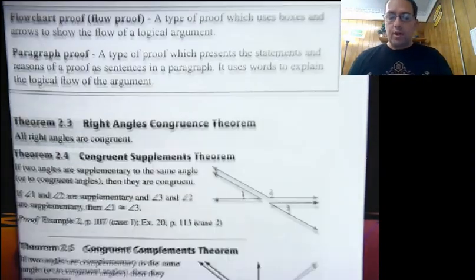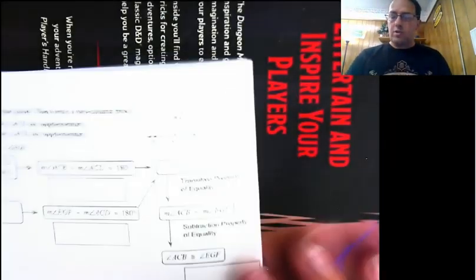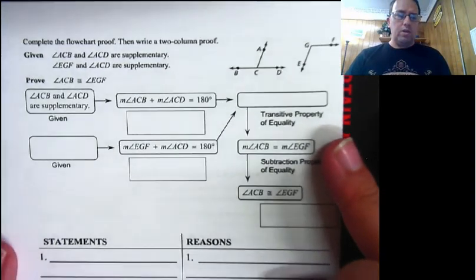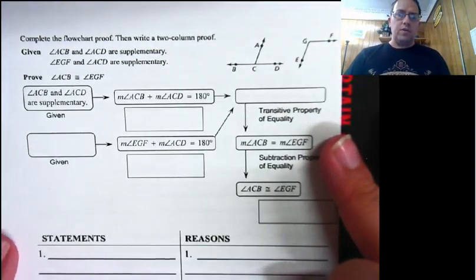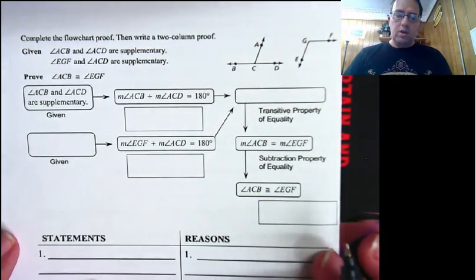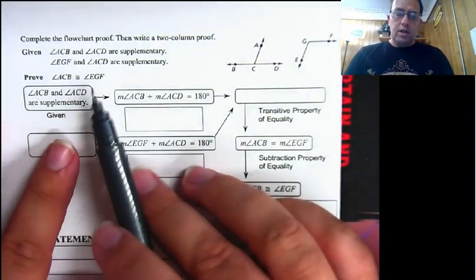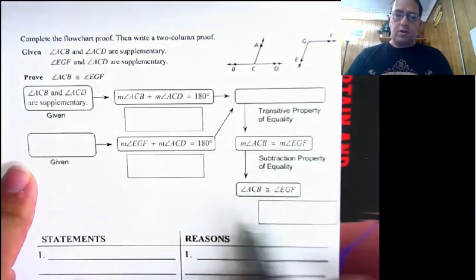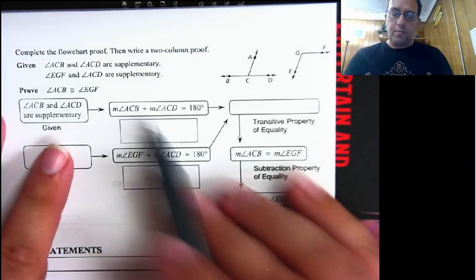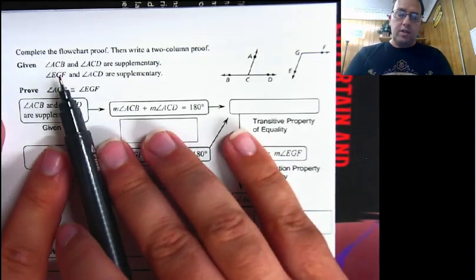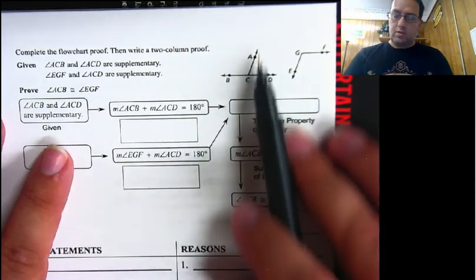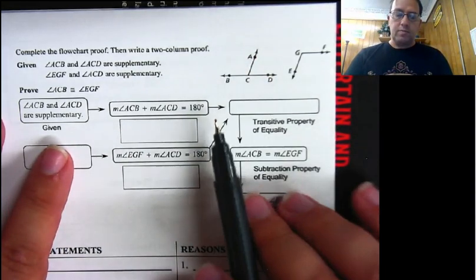Okay, so we're going to have some more theorems, but let's look at some proofs first. What we're going to do here is complete the flowchart proof, and then we're going to write a two-column proof. I'm going to show you how these work. In a flowchart proof, the first thing you notice right away is that we have bubbles, arrows, and boxes. We are given that angle ACB and angle ACD are supplementary.